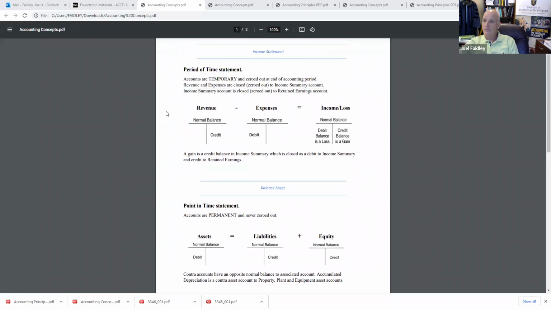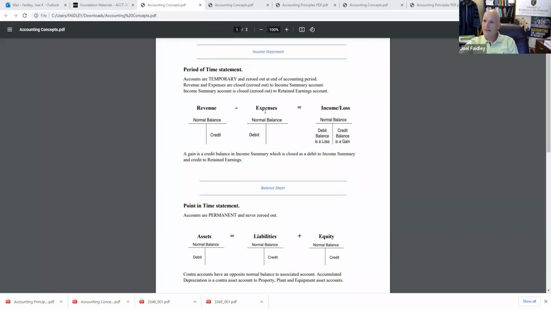All right, so when I talked about temporary and permanent accounts, there are basically five types of accounts: revenue, expense, asset, liabilities, and equity. You may have a chart of accounts with 10,000 different accounts, but they fall under one of those five. Always keep that in mind. So that's the essence of what goes on with an income statement and a balance sheet.